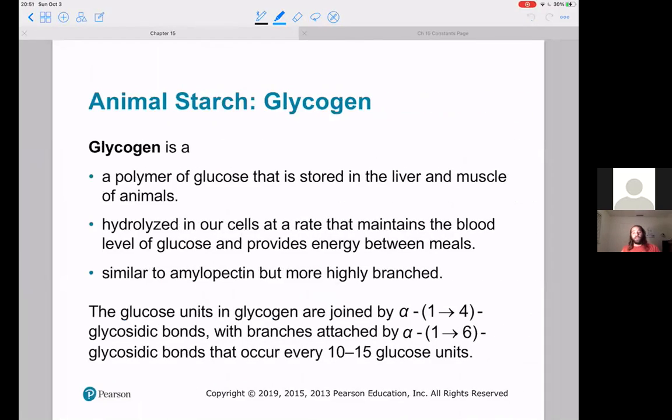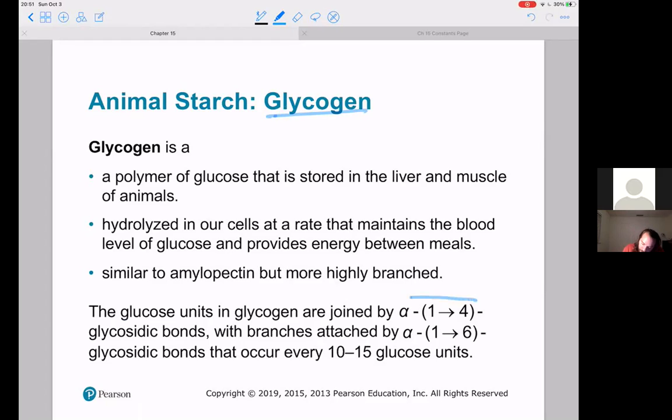In animals, we don't have starches. We have glycogen, okay? Functionally, it's basically the same thing, but when it's an animal, we don't call it a starch. So it's often called an animal starch, but it's really glycogen, okay? Because we just don't call them starches when they're in animals, okay?